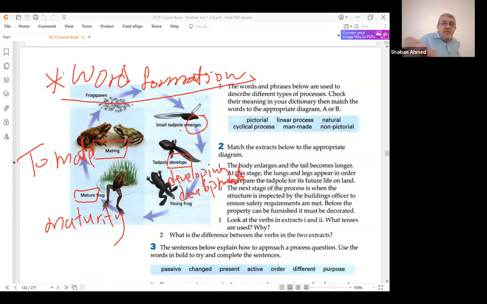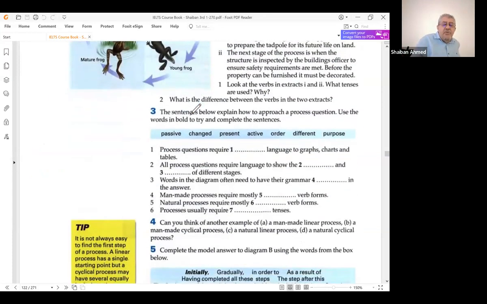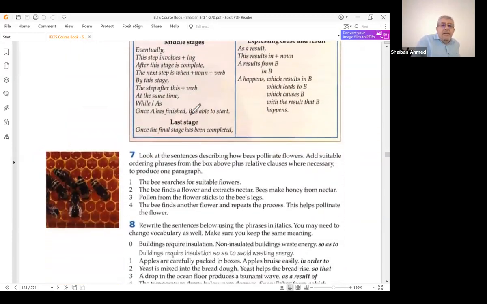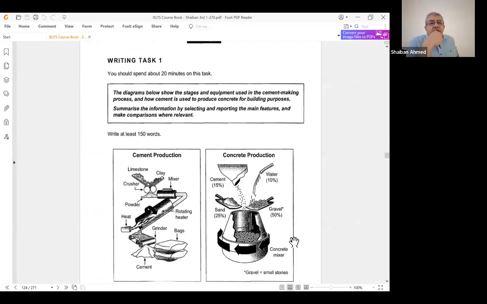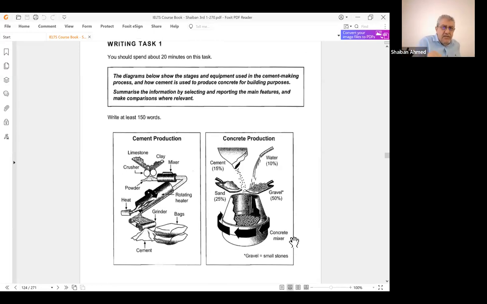Okay. Now, today we start with one exercise, then you have your homework. Look at this graph here, the diagram below. Show the stages and equipment used in the cement making process. Okay? Yes. Again, you can say concrete and cement. So again, what do you do here? We rephrase the question. So rephrase it.